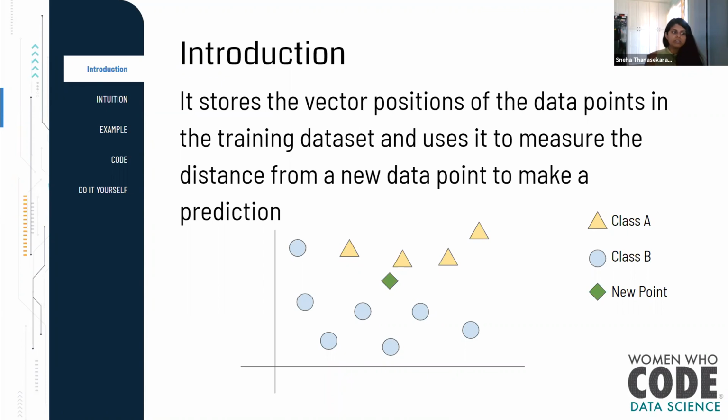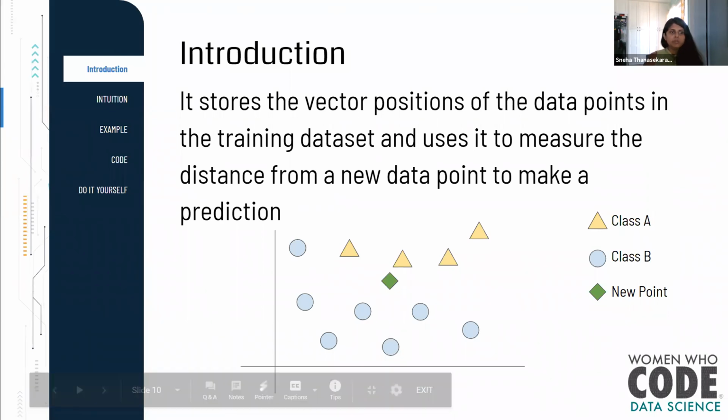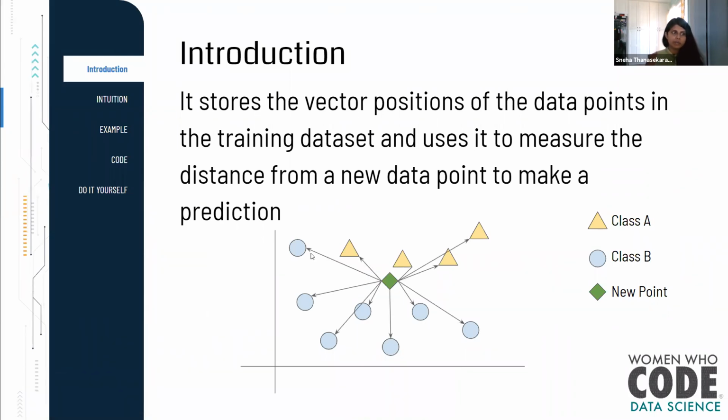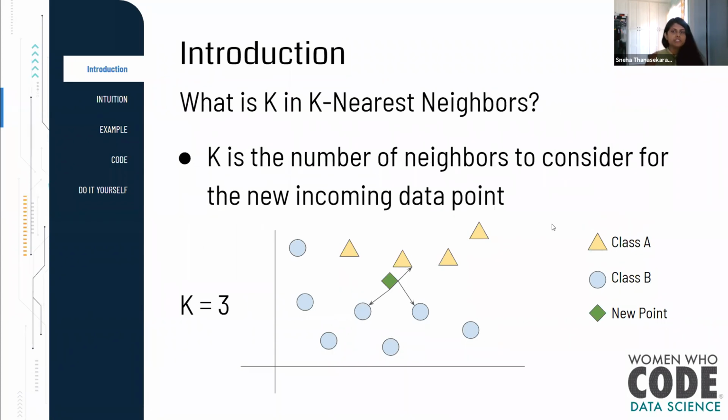The KNN model stores the vector positions of these data points in the training data set. And when a new data point enters, it measures the distance between the new point and all the other data points. Once this distance is calculated between this new point and all the other data points, we then choose an arbitrary number, k, to determine the neighbors. So this is where the k in k nearest neighbors comes from.